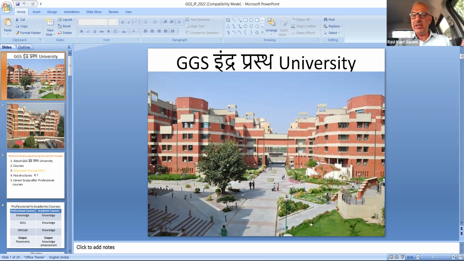So this university is located in Dwarka, which is a district of Delhi. The photos are there. You can just see. In Delhi, we talk in terms of metro. So this is the Blue Line metro, and the closest metro station is Sector 14, Dwarka. Moving ahead.